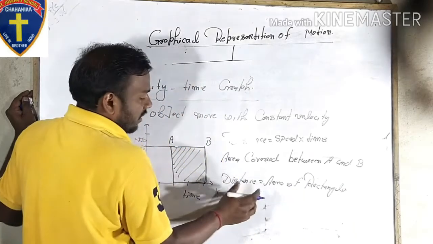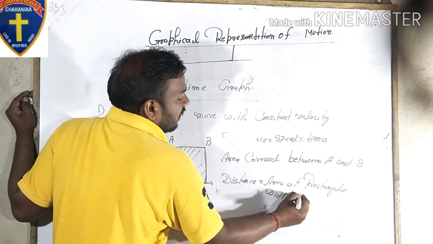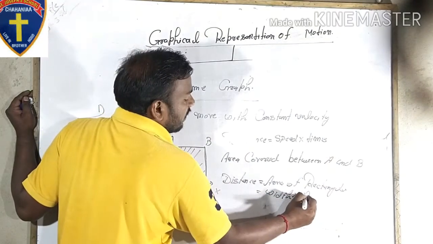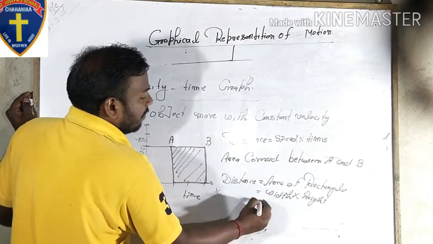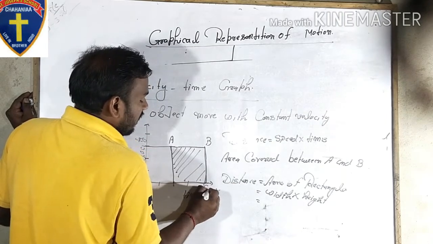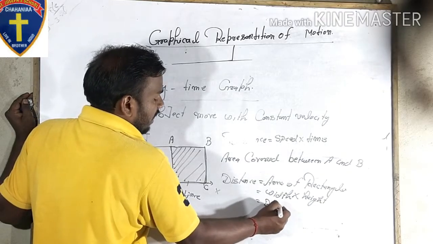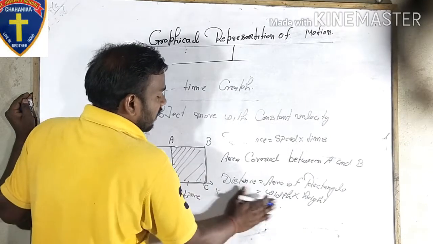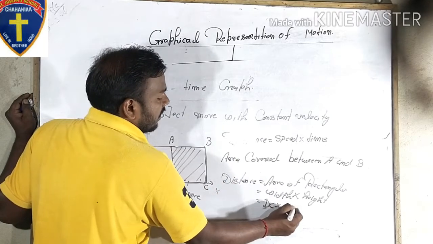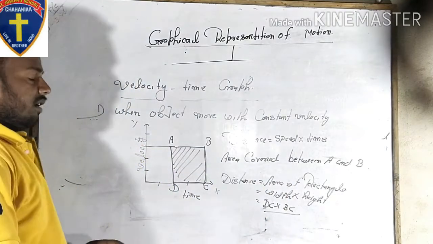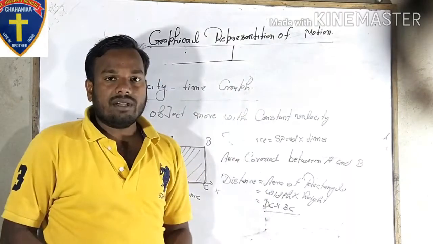What is the area of a rectangle? Width into height. So what is the width here? A, B, that is the C, that is the D. Width is DC, and the height is BC. That is the distance. What we find here is distance by the graphical method.